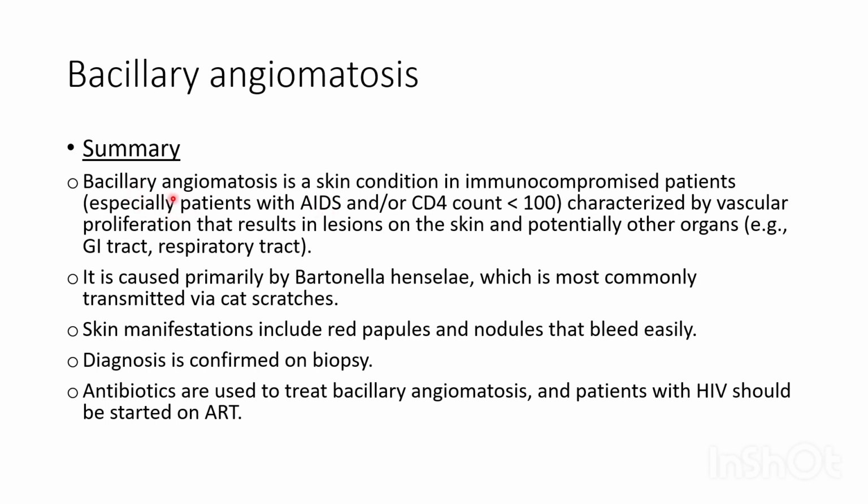Summary: Bacillary angiomatosis is a skin condition in immunocompromised patients, especially patients with AIDS and CD4 count less than 100, characterized by vascular proliferation that results in lesions on the skin and potentially other organs, for example the GI tract and respiratory tract. It is caused primarily by Bartonella henselae, which is most commonly transmitted via cat scratches. Skin manifestations include red papules and nodules that bleed easily.